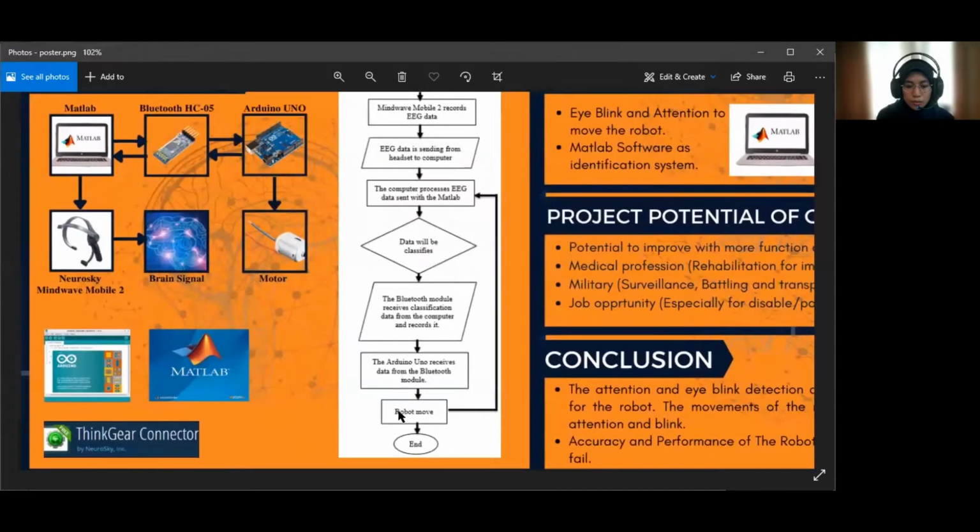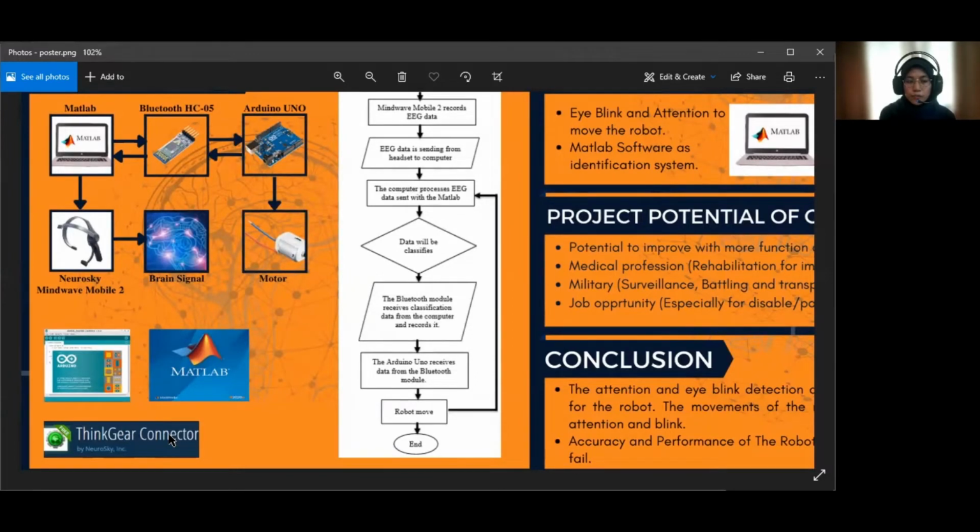So that's how, once the robot moves, the computer will process the EEG data and save it in MATLAB. It will show the data plotting back in MATLAB, which is the interface system. For this project, the Thinkgear connector was used, which is really important to connect the headset with the computer and MATLAB, because in MATLAB we need to use a special library. For this project we use Thinkgear64.dll.